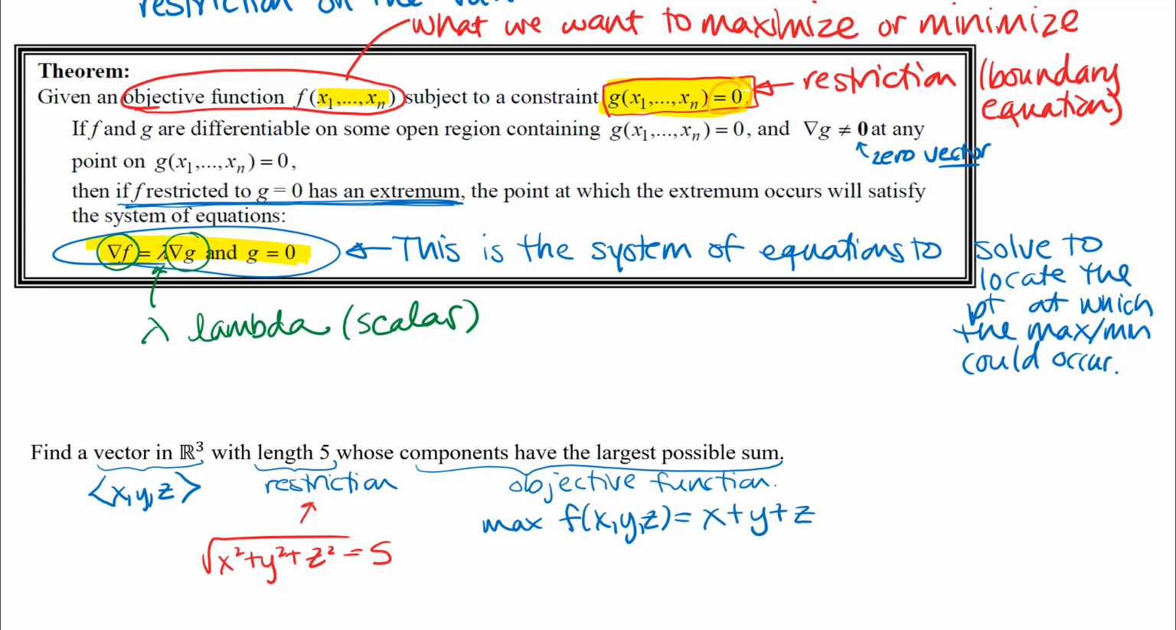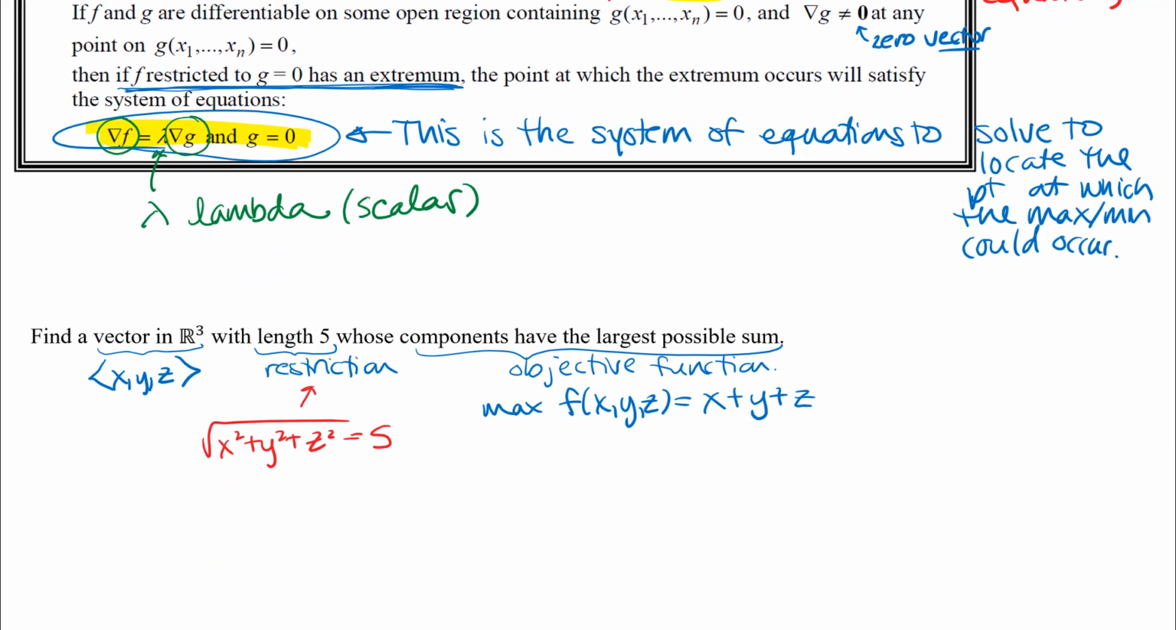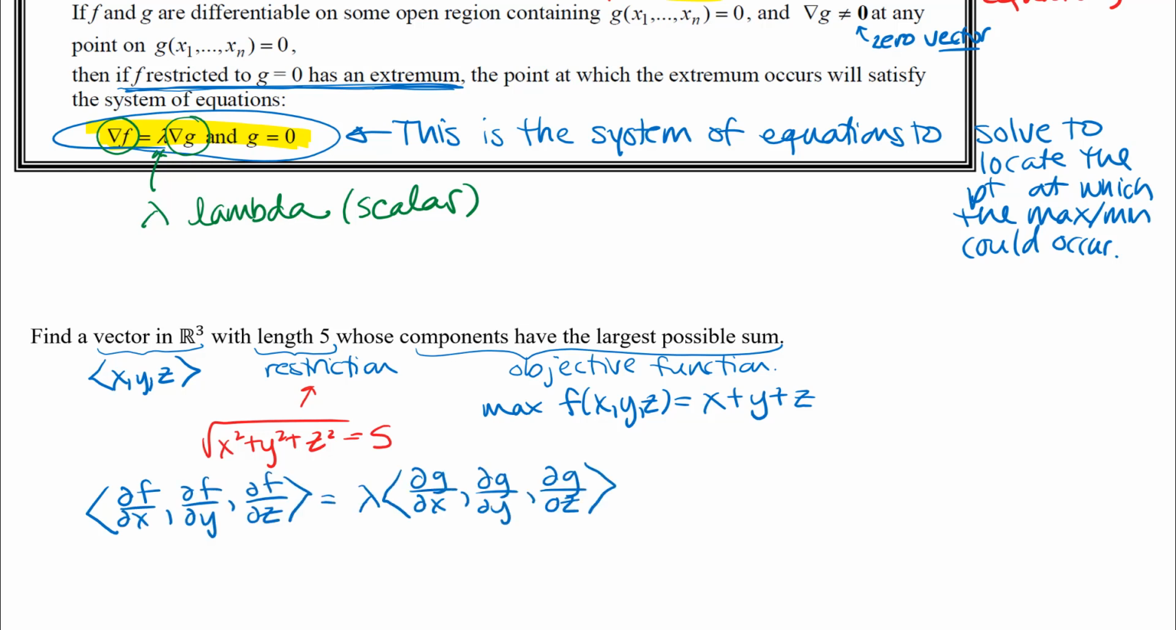Okay, when I do this, if I have a function of 3 variables, when we think about our little system of equations that we're going to have to solve, for one like this, where I have a function of 3 variables, I'm going to have the gradient of f equals lambda times the gradient of g. In essence, that equation right there can be rewritten as 3 separate equations. If these two vectors are equal to each other, then that means their components have to be equal.